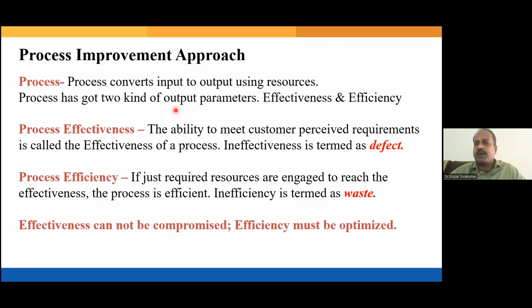Suppose you order a product, like the coffee, and the product comes with the desired quality, desired features, then the process is really effective. But if the product you receive is not as per the spec, then what do we say? The process is ineffective. Hope all of you understand what is process effectiveness. The ability of a process to produce products conforming to the requirements is called process effectiveness.